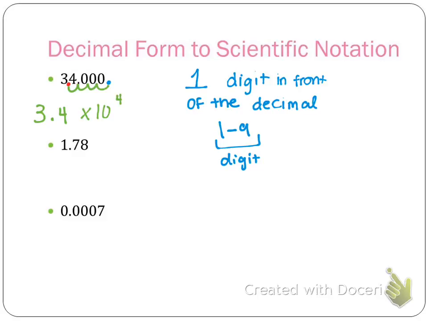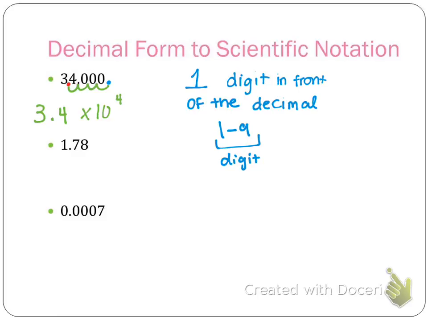And you say, wait a second, we moved to the left. I thought when you moved to the left it was a negative. It is the exact opposite in decimal to scientific notation. When we move to the left, it's a positive exponent. You say, okay, hold on, I'm totally confused.